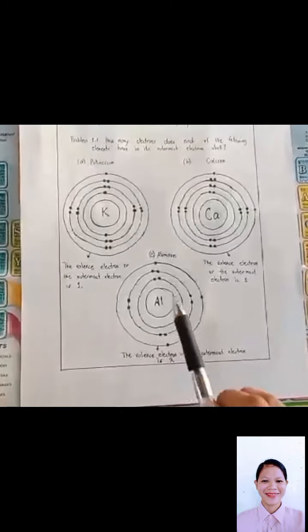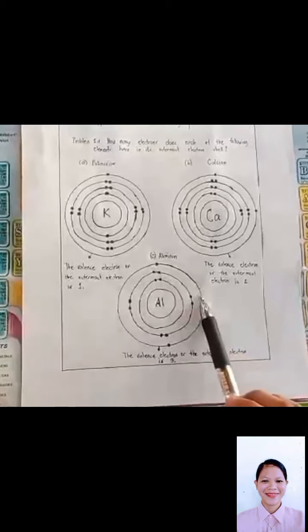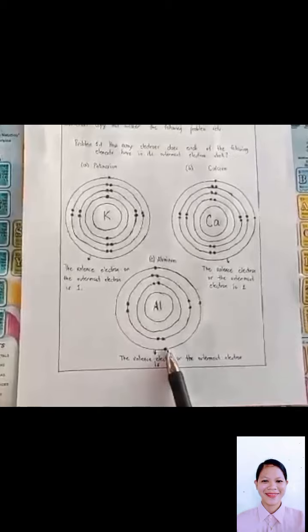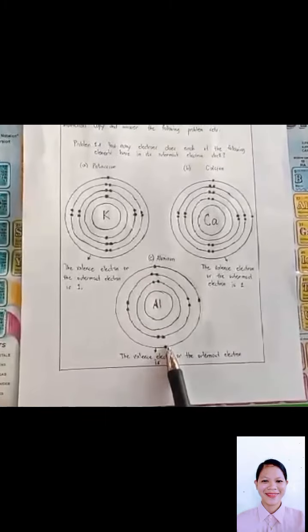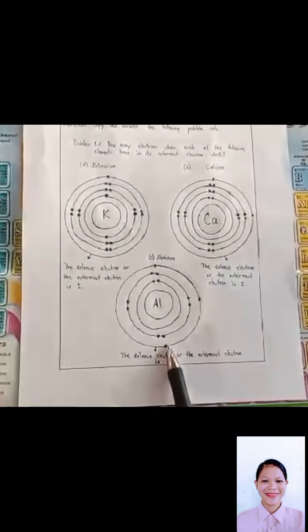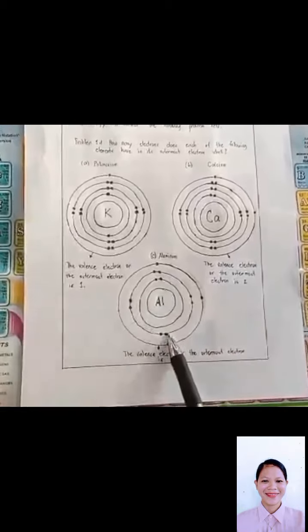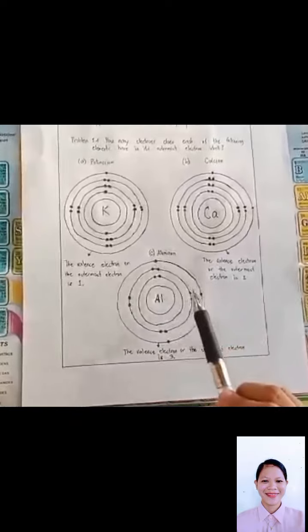Why? This is 1, 2, 3. And also, there are 13 in number. So, 1, 2, 3, 4, 5, 6, 7, 8, 9, 10, 11, 12, 13.